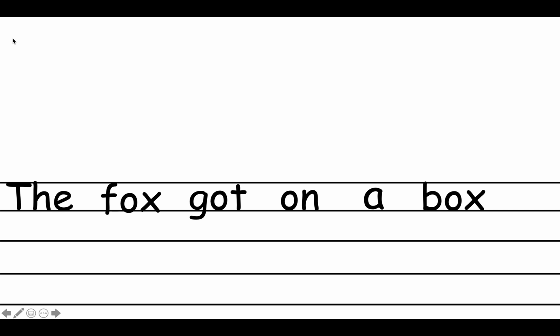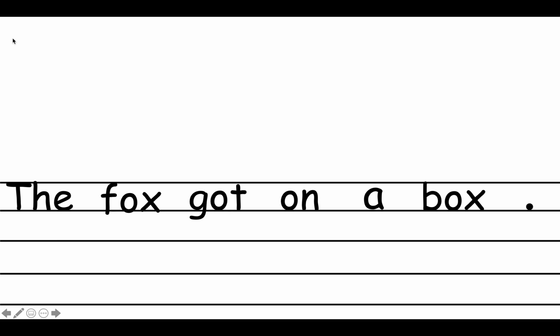Now, my sentence is not quite finished yet. I'm missing something in my sentence. Let's make sure we've got all the words first. The fox got on a box. Yep, so we have all of the words. Now I'm just trying to think what's missing. Can you think what's missing in my sentence? Well done, it's a full stop.